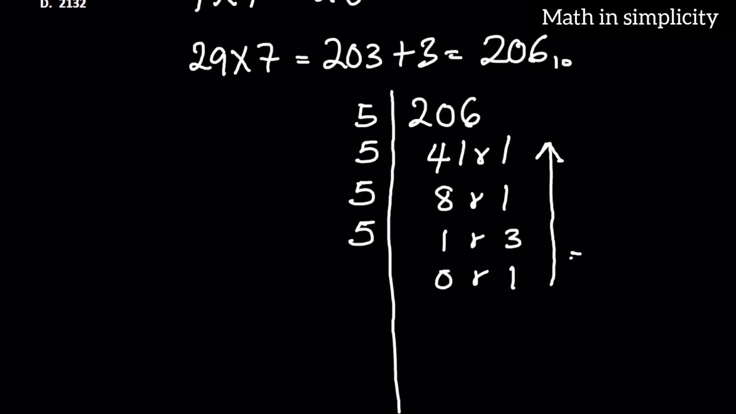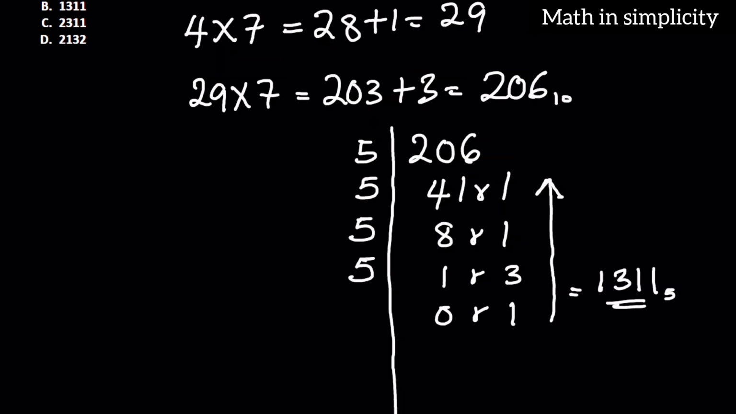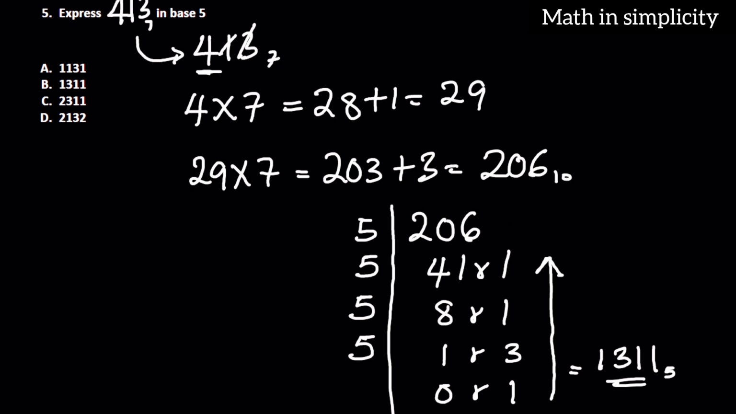So the final answer should be 1, 3, 1, 1, base 5. So this is the final answer. Let's check which one is the correct option there. If you read the answer from the top, it gives you 1131 base 5, and that's option A, just for people who are not careful enough. However, the correct answer is option B, 1311 base 5. Convert first to base 10 and then back to base 5.